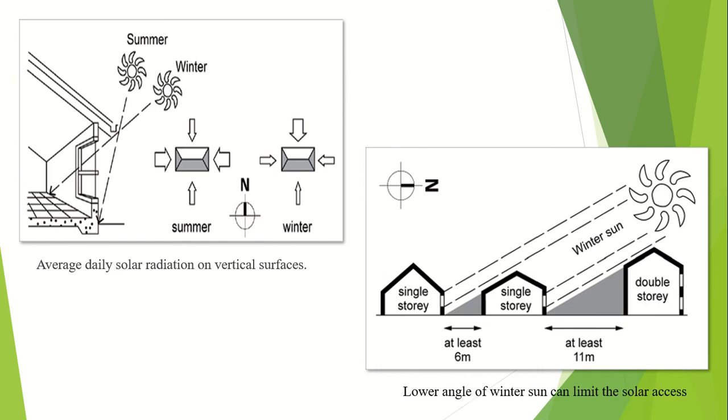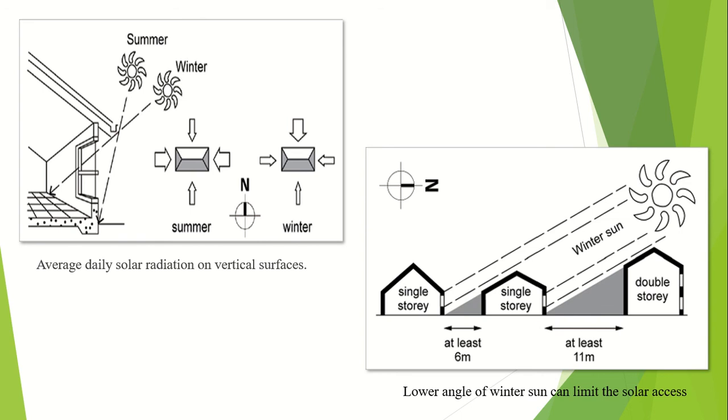In this next figure, the lower angle of winter sun can limit the solar access. Means the angle of the sun during winter is inclined. Three images of building structures are shown. From the left hand side, the first single story building and the second building at the center, the distance between these two should be maintained at least 6 meters. The left hand side first building has quite a high height as compared to the second one. So the sun rays should enter inside the building. For that, we should maintain a distance of at least 6 meters.